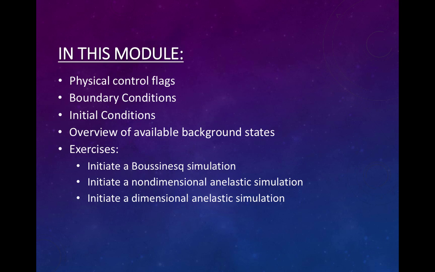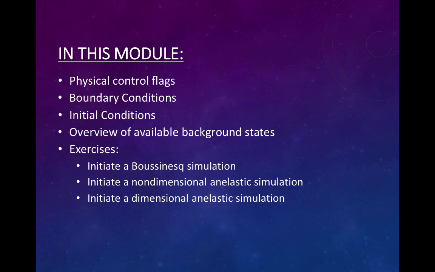There's three different background states in Rayleigh, and so we've got some input file examples we'll use to initiate a Boussinesq-esque simulation, a non-dimensional anelastic simulation, which is actually one of Maritz's Jupiter runs, and then a dimensional anelastic simulation, which is one of my solar runs. Okay.